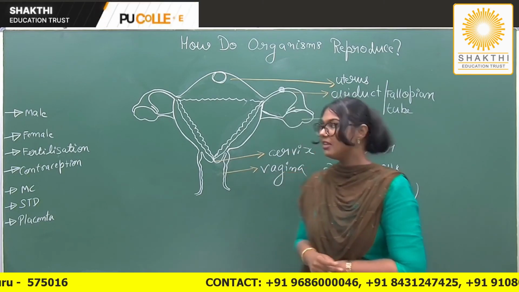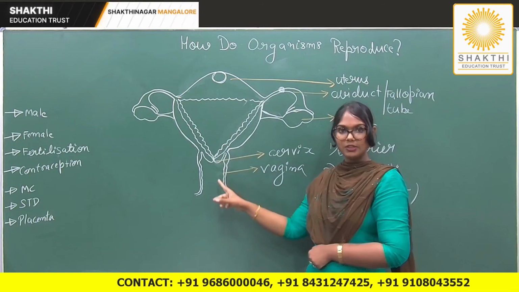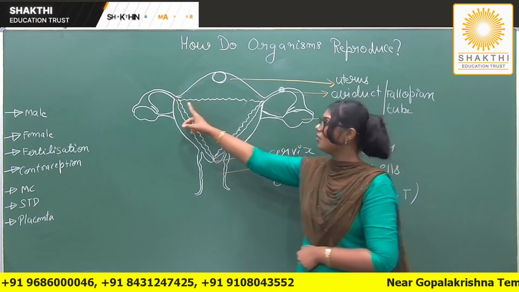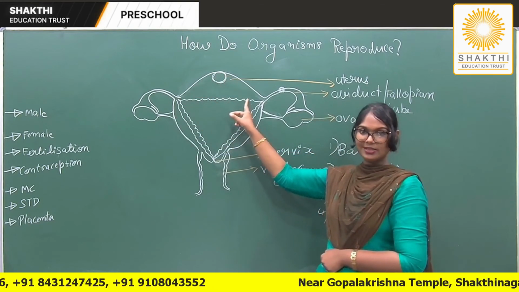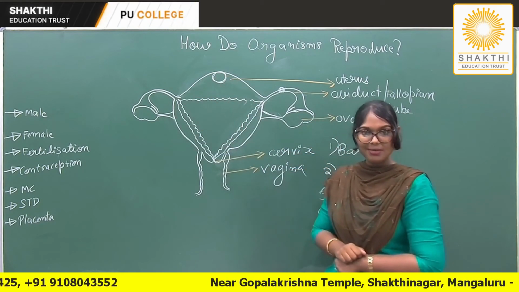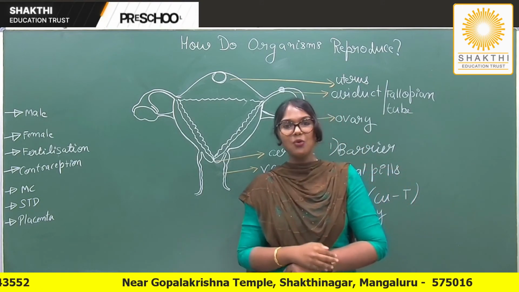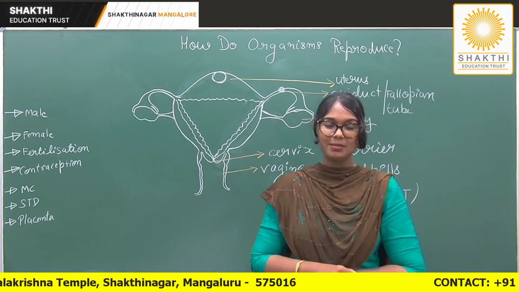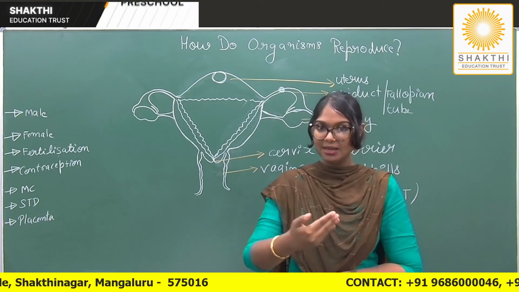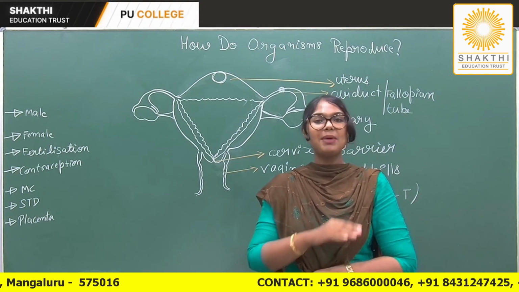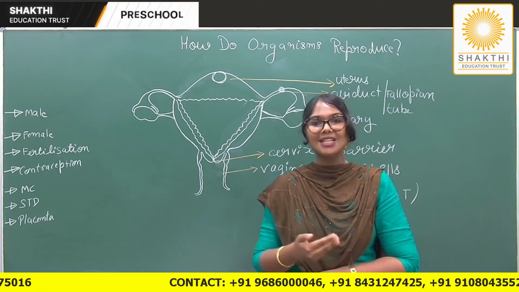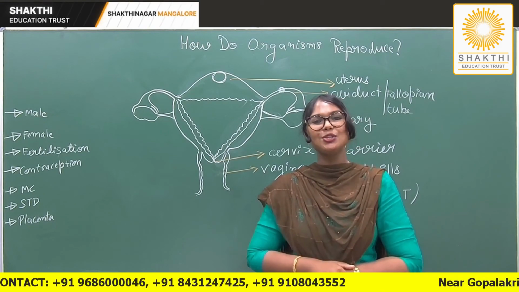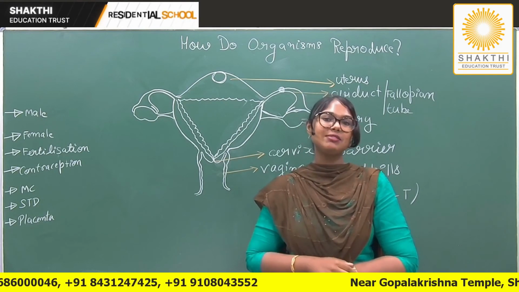This egg will be then thrown out of the body. It will be broken down and it will be thrown out of the body along with the lining of the uterus. What is this? So every month as the egg is released by the ovary, the uterus also prepares itself for the baby because it is expecting a baby. So the uterus prepares the lining which acts like a bed. We already know that the baby develops in the uterus. So uterus prepares a lining for the development of the baby.